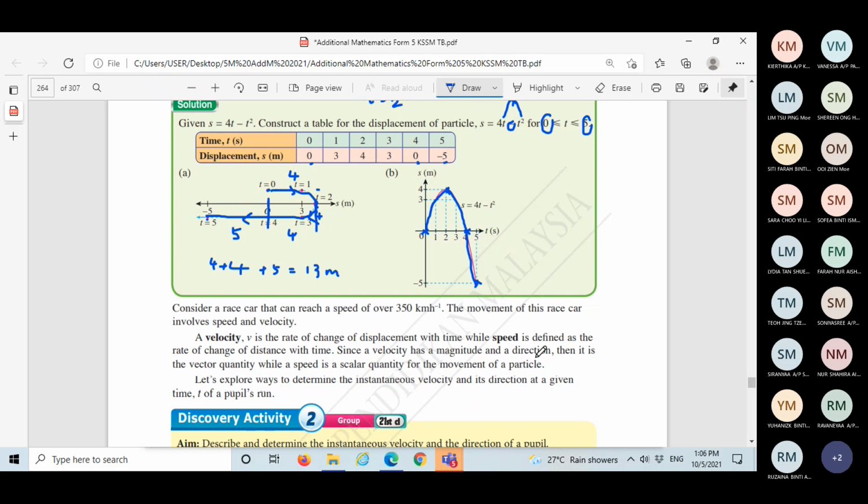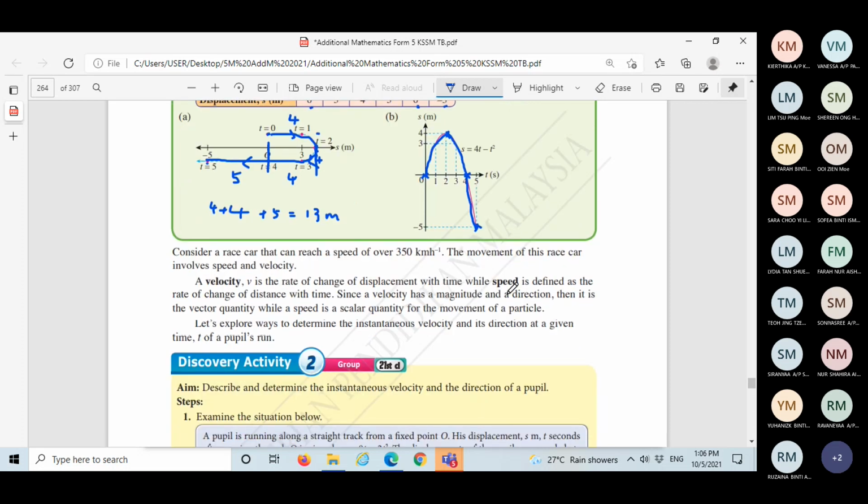Now we come to velocity. Displacement is finished already. But displacement and velocity are related. We look at velocity. Velocity is denoted by v. It is the rate of change of displacement. When you see this rate, again, it is related to the time t.